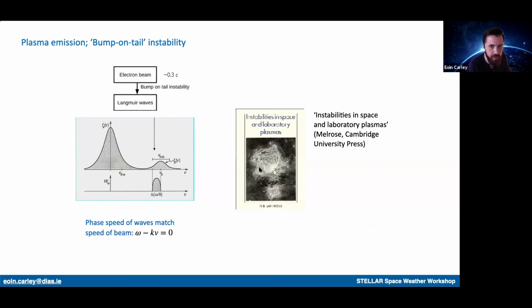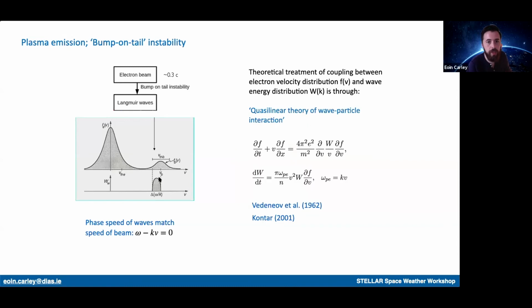How that actually happens is pretty in depth. There's a great description of it in this book here, if you're looking to go into the real detail of the theory involved in how this instability grows. But in general, its growth and its evolution over time, how the beam propagates, how the waves grow in their phase space, is treated in something that we call quasi-linear theory of wave-particle interaction.